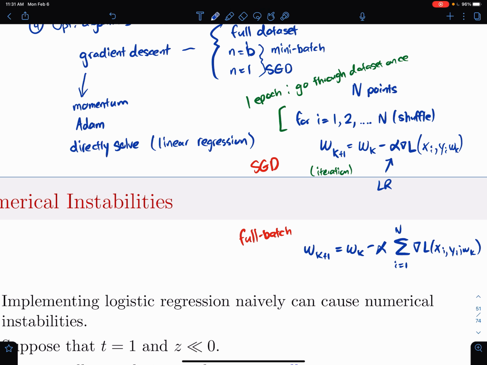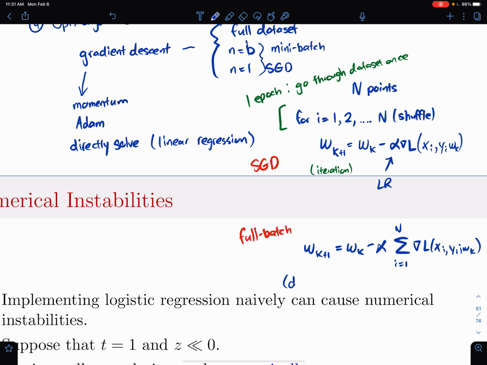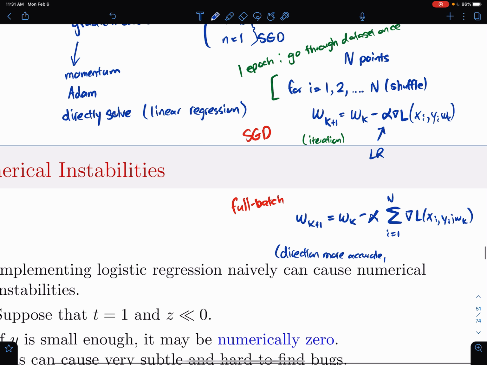Does that make sense? So each time we update wk, our direction is more accurate, because we're estimating the gradient using all the points rather than just a single point or a few points. But this ends up also being more expensive, right? To compute one update we have to use all the points. So for the same amount of compute, we have fewer updates.